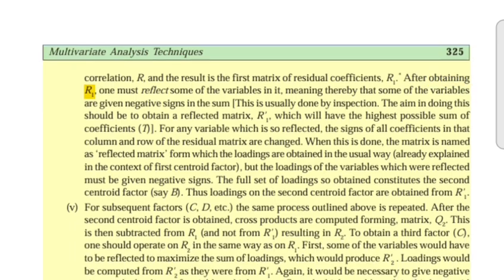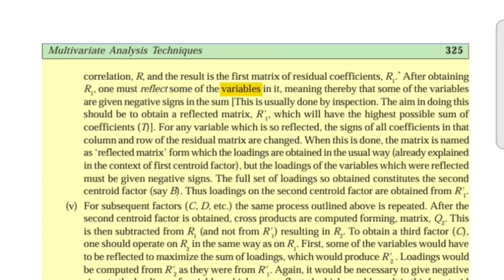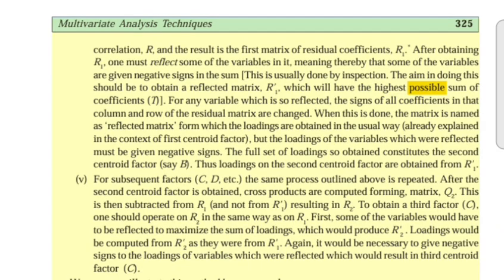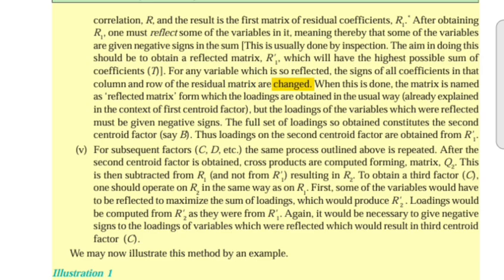After obtaining R1, one must reflect some of the variables in it, meaning thereby that some of the variables are given negative signs in the sum. This is usually done by inspection. The aim in doing this should be to obtain a reflected matrix, R1, which will have the highest possible sum of coefficients, T. For any variable which is so reflected, the signs of all coefficients in that column and row of the residual matrix are changed.